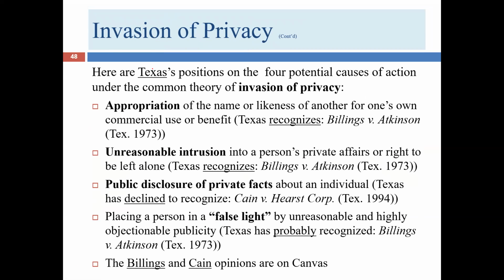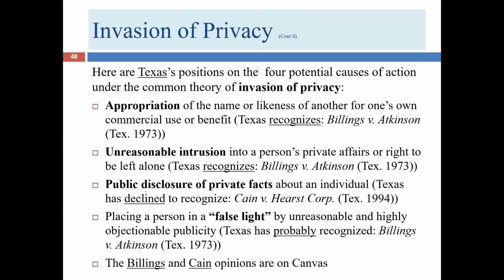So here's a list of how Texas responds to the 4 torts that we just talked about, the invasion of privacy torts. The appropriation tort, which was the last one we covered, the reasonable intrusion upon seclusion, the public disclosure of private facts, and the false light. So let's see what we do in Texas. The appropriation of a likeness is a legal theory that Texas recognizes, and I've given you the Texas Supreme Court case that talks about that. Then we have the unreasonable intrusion upon seclusion. Again, Texas also recognizes it. It's in the same case.